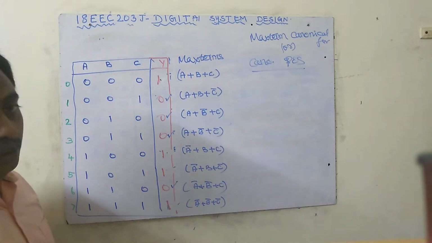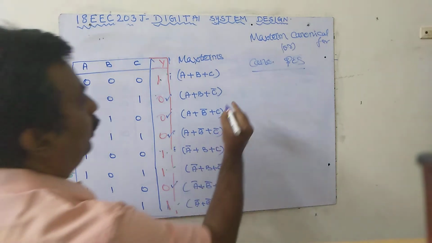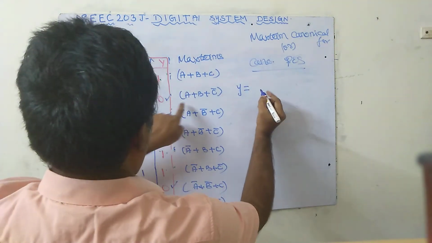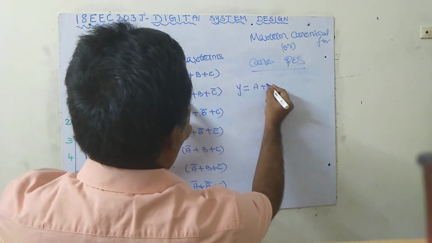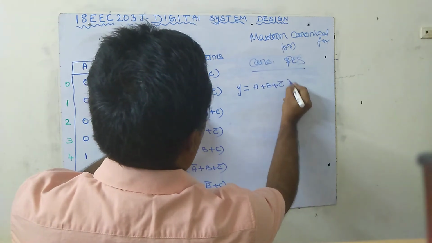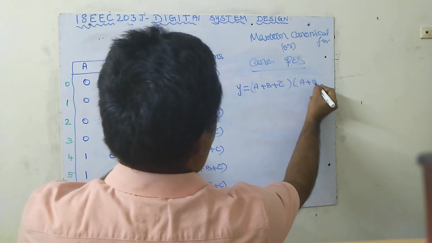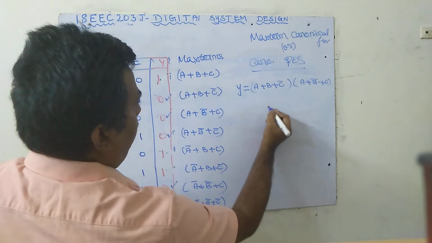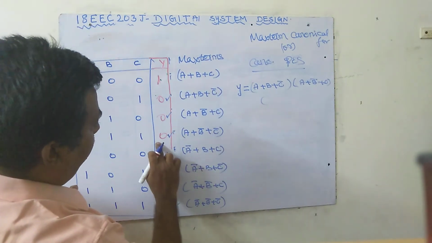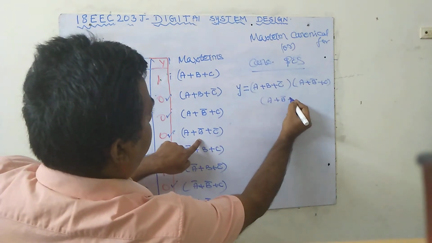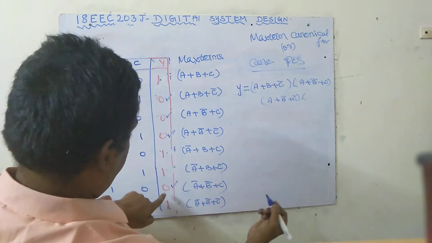Four zeros are available. So how to write this equation: y, the output, equals the max terms. A plus B plus C bar, into A plus B bar plus C, into, for the next 0 here, A plus B bar plus C bar, into the next 0 here.